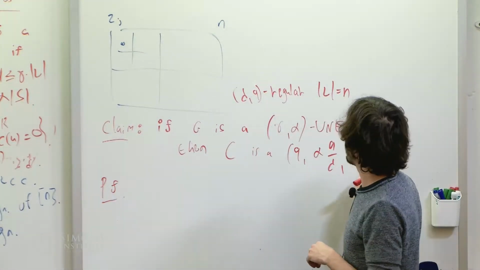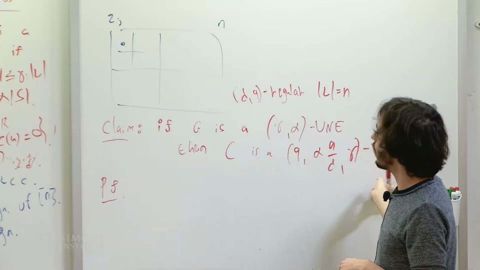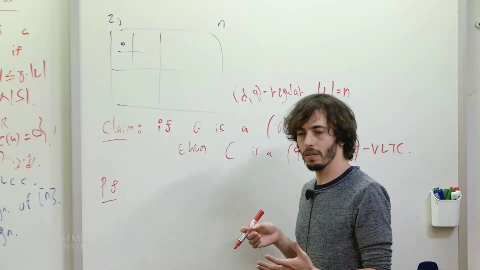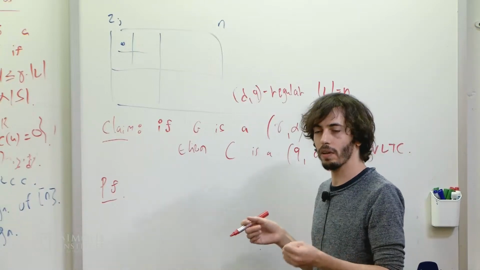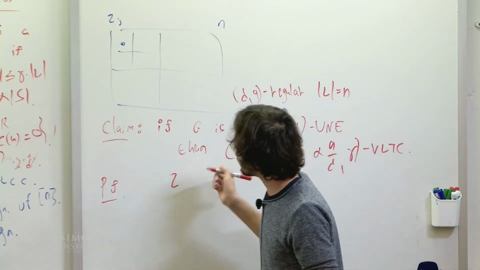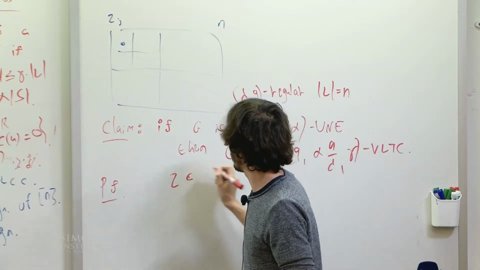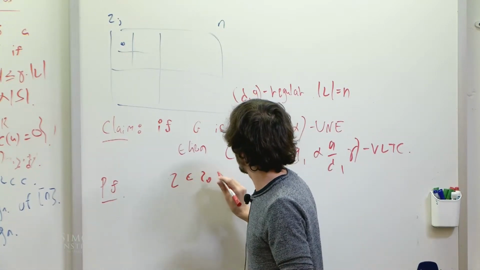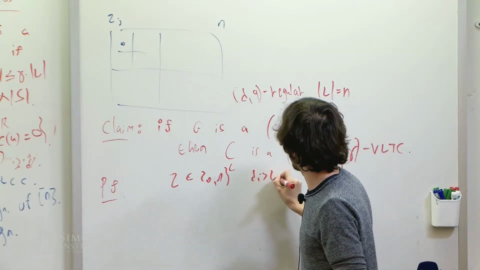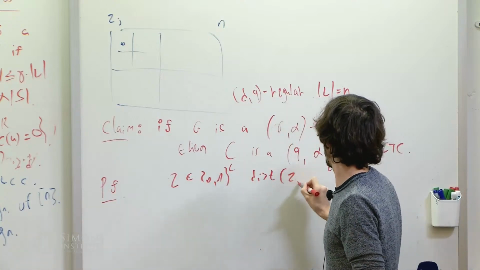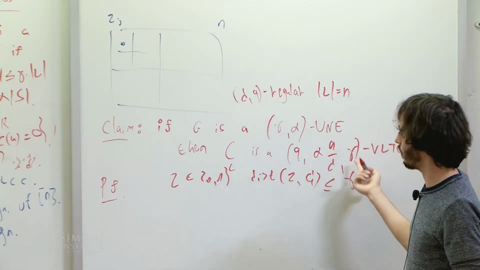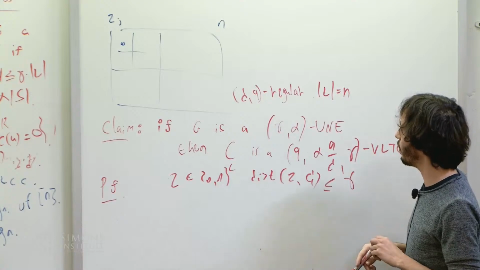In order to show that the code is vicinity locally testable, we need to show that we indeed reject with a probability that's proportional to the distance, as long as the distance is not too far. So let's take some word Z, and let's assume that the distance of Z from the code is smaller than gamma, because this is the promise that we are arguing for.